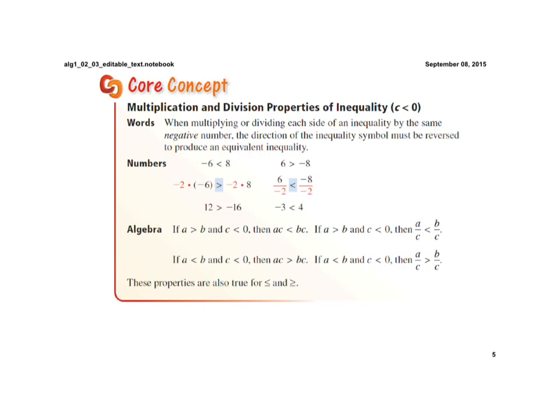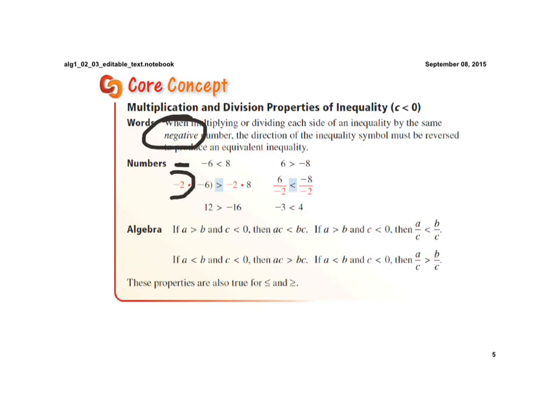Now, this is the major difference between solving inequalities and solving equations. It's just the one thing: when multiplying or dividing each side of an inequality by the same negative number, the direction of the inequality symbol must be reversed in order to produce an equivalent inequality. For example, we look at negative 6 is less than 8.